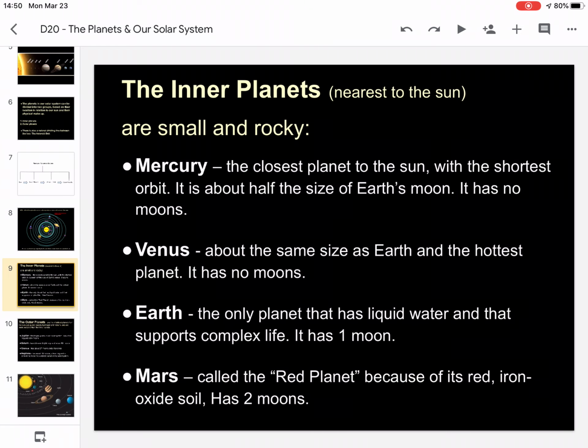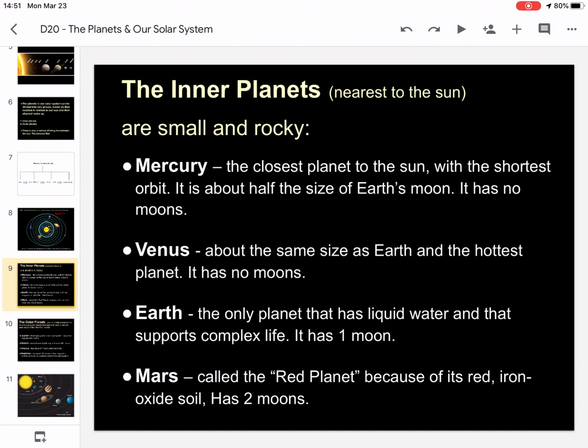So Mercury is the closest planet to the sun. It's the shortest of the orbits. It's only about half the size of the Earth's moon. It has no moons itself, and it's so hot that it can't support life that we know of. Venus is about the same size as Earth, and it's the hottest planet because it has a really, really thick atmosphere. It can get up to 900 degrees there because of the thickness of the atmosphere. It has no moons. Okay, but it is considered our sister planet because it's roughly our same size.